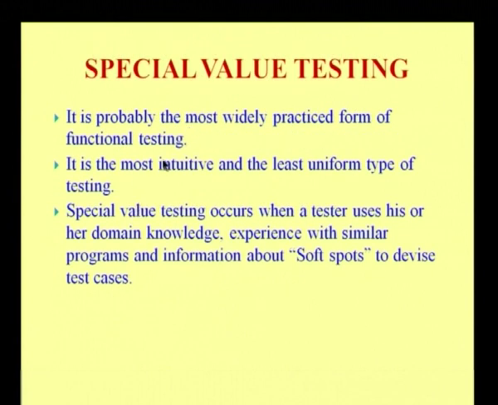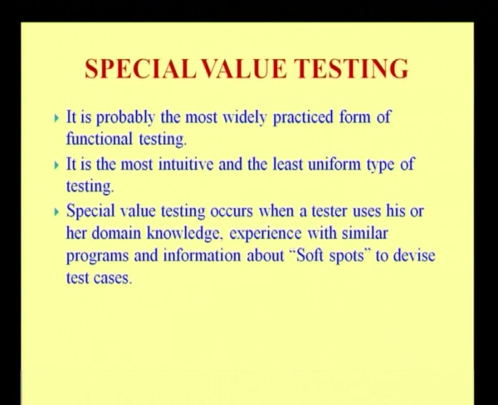And there is another level of testing which is called special value testing. It is probably the most widely practiced form of functional testing. It is the most intuitive and least uniform type of testing. Special value testing occurs when a tester uses his or her domain knowledge, experience with similar programs of the same type, and information about soft spots to devise test cases. In certain cases, out of a programmer's experience, they might come across certain test cases. Why don't we test it with this value, because in my opinion this might lead to an error.